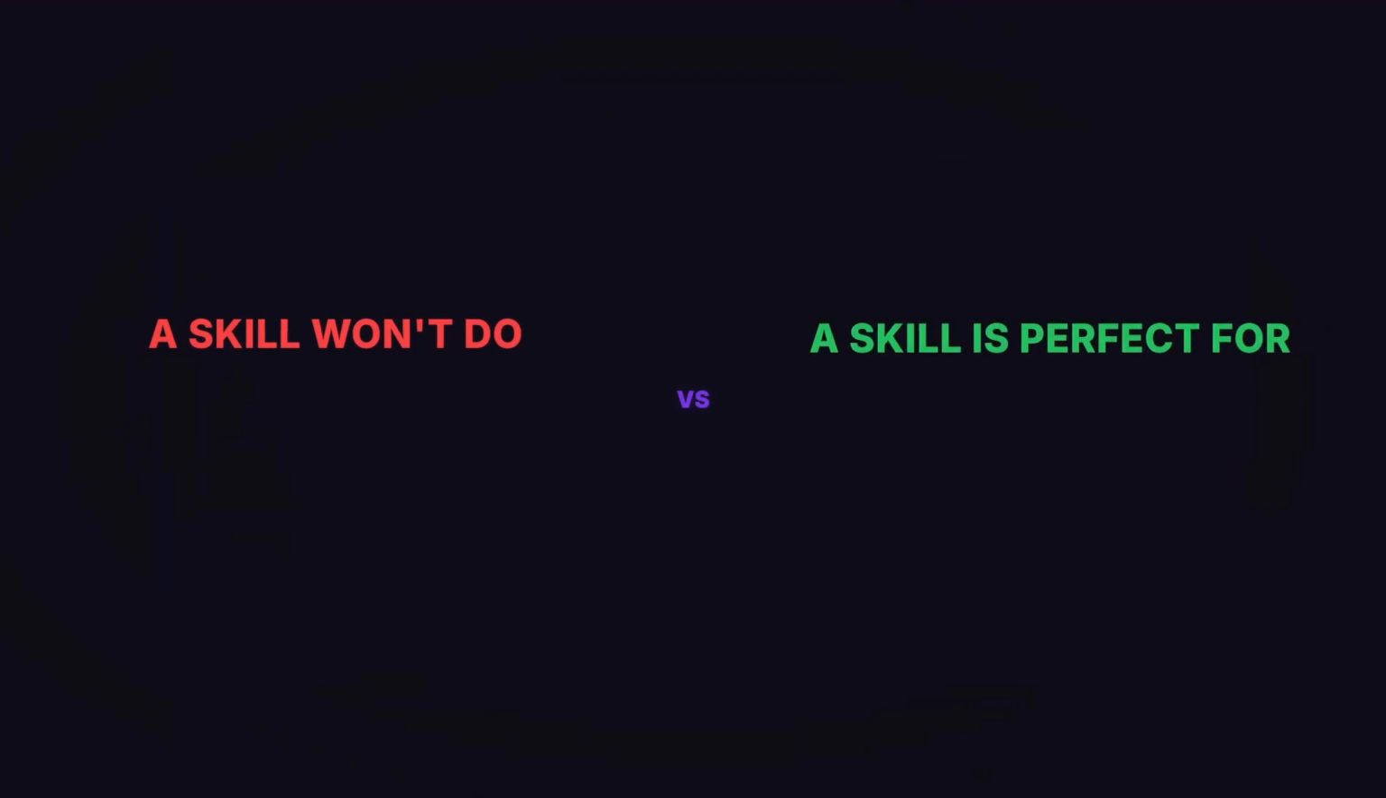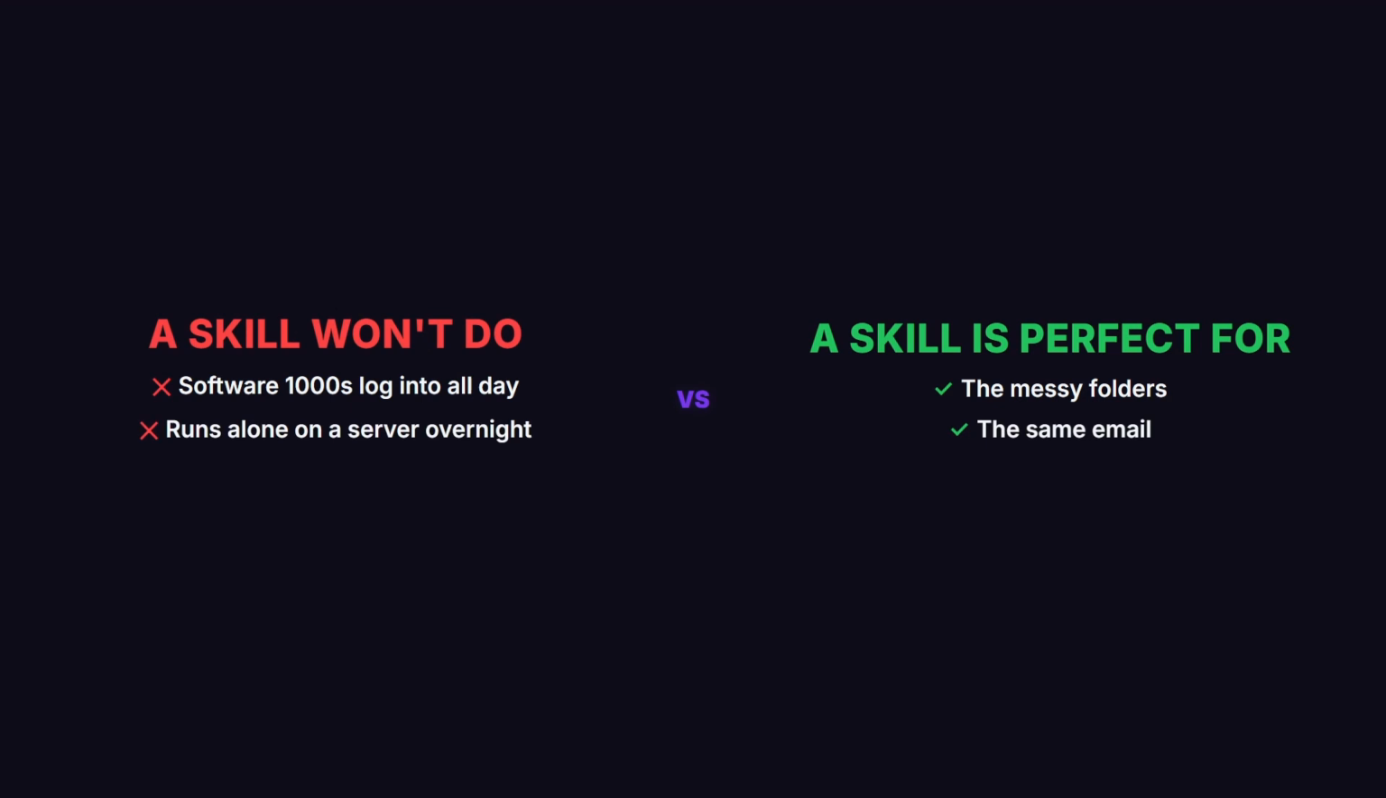Now, I am going to be straight with you about where this does not work. If you are building software that thousands of paying customers log into all day, that is real engineering, not a one-page file. If you need something to run by itself on a server every night while you sleep, a skill won't do that because a skill waits for you to ask. And if the steps change completely every single time, written instructions can't keep up with a moving target. But for the ordinary, repeating jobs that eat your week, the messy folders, the same email, the report you redo every Monday, this one file is all you need.